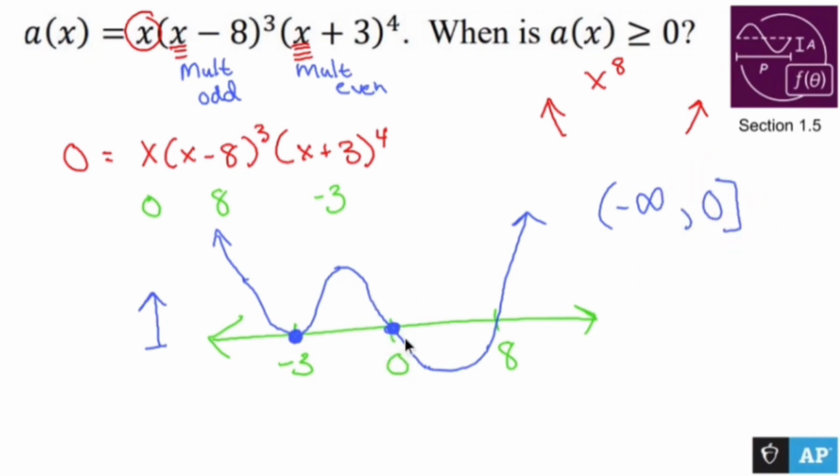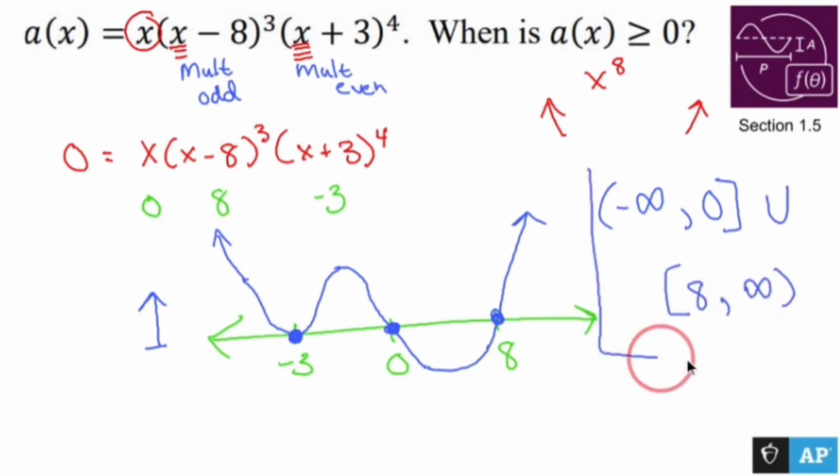Is that my only spot that it's going to stay positive? Well, right now it's negative, but here it hits 0 again, and then stays positive from 8 and on forever. So we're going to hit union. We're going to include 8 because 8 is allowed to be 0, and we're going to go on forever. So there's my guide. Okay, sign graphs involving multiplicity.